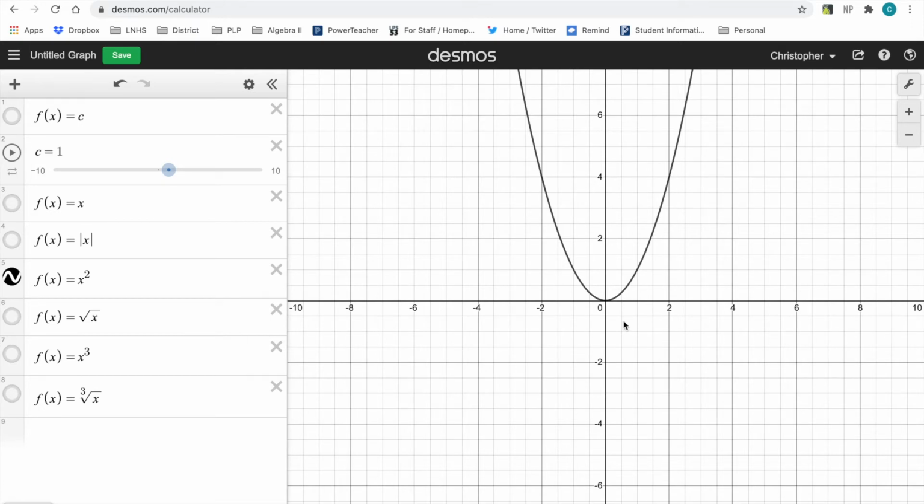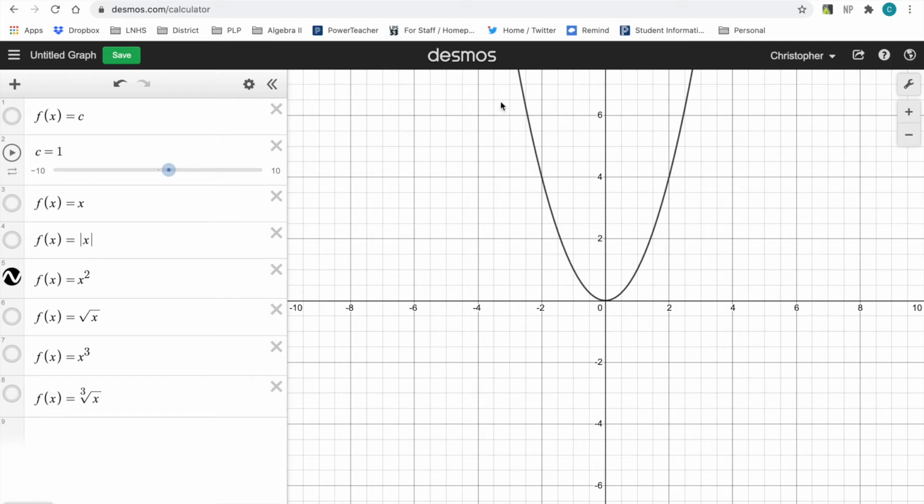But again, like for the absolute value graph, the range is going to be a little bit different, because the furthest we can go down is the origin, but we can go all the way up to infinity. So our range here would be from 0 to infinity, with a bracket on that 0 since it exists there.